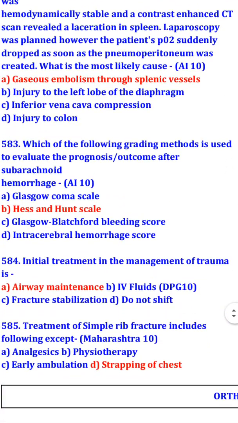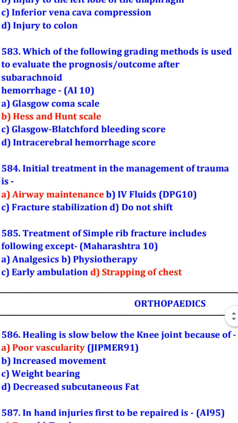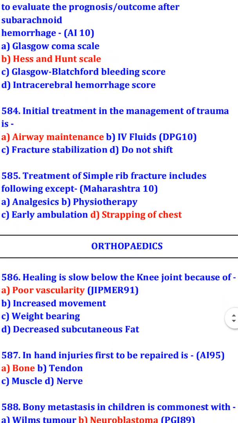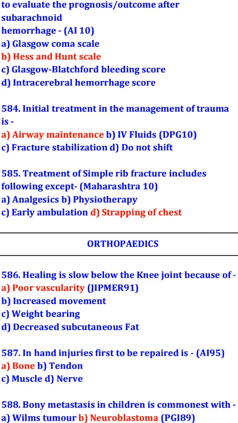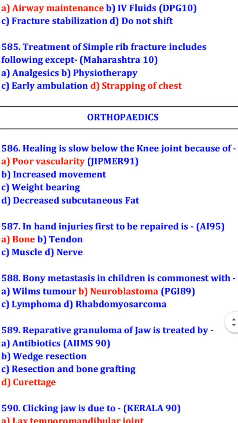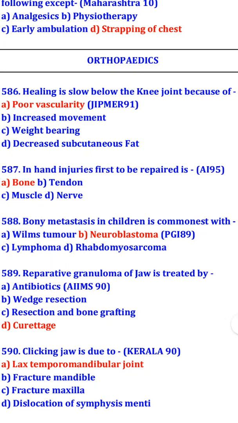Which of the following grading method is used to evaluate the prognosis or outcome after subarachnoid hemorrhage? Hunt and Hess scale. Initial treatment in the management of trauma is airway maintenance. Treatment of simple rib fracture includes all except strapping of chest. So treatment of simple rib fracture includes analgesic, physiotherapy, and early ambulation. Orthopedic healing is slow below the knee joint because of poor vascularity. In hand injuries, first to be repaired is bone.